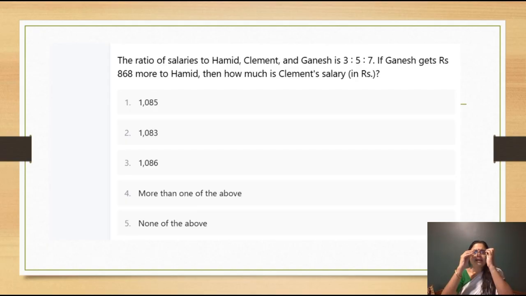The salaries of Hamid, Clement and Ganesh are given in the ratio 3:5:7. If Ganesh gets 868 rupees more than that of Hamid, how much is Clement's salary in rupees? So we are given 5 options. This was a UGC NET question. Let us see how we can do this.